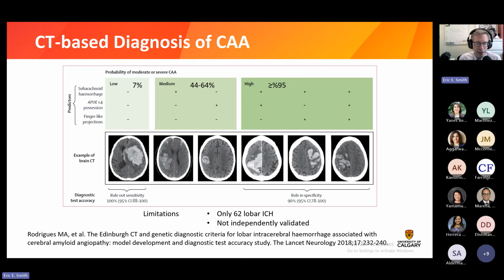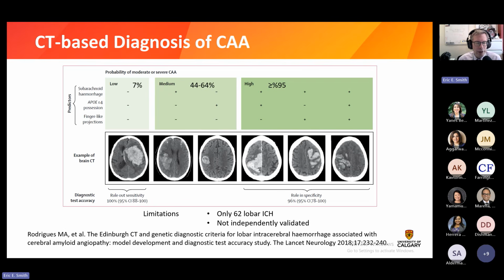Now, ideally you have MRI to help diagnose CAA, but that's not always possible. Patients have contraindications, or you may be in a practice setting where CT is really only available, or patients may be too unstable from ICH to have an MRI. So there is information you can extract from CT to increase your certainty that CAA is present. And these are based on the Edinburgh criteria, published in Lancet Neurology in 2018 by the group in Edinburgh.